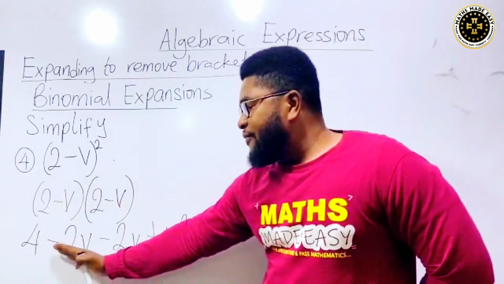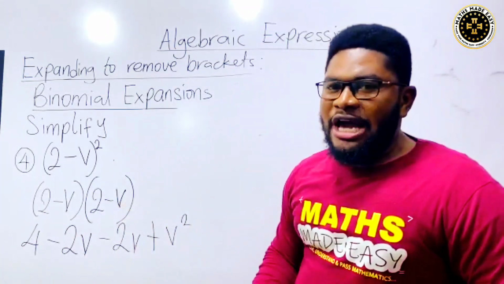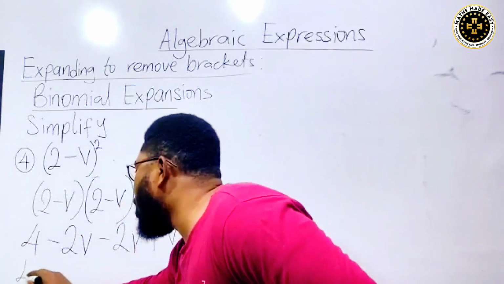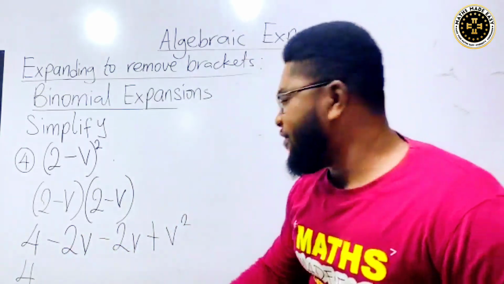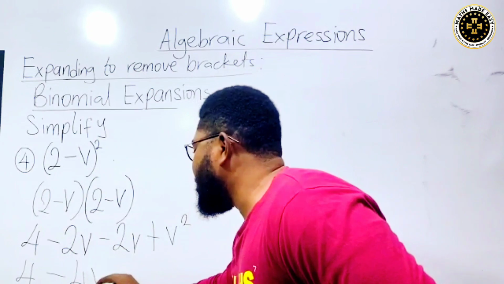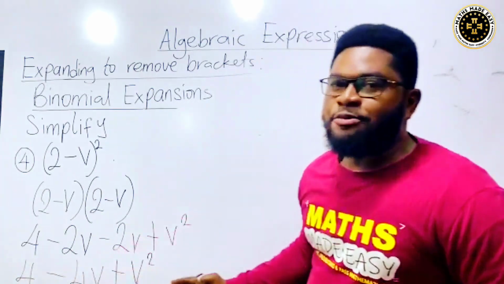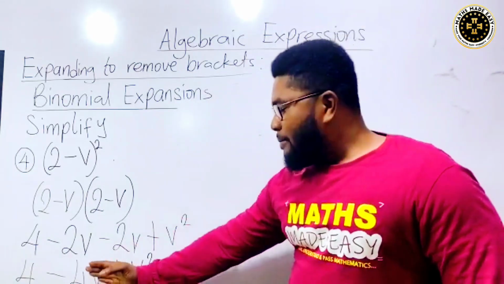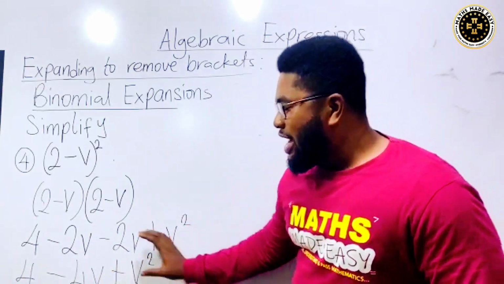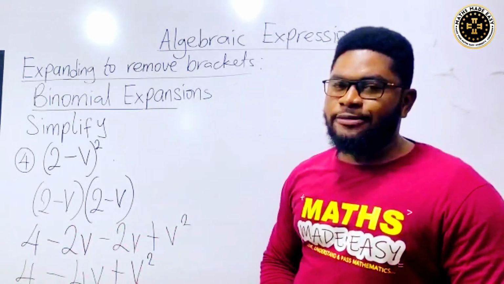Now the minus 2v terms are the like terms. So we'll simplify by grouping them. So minus 2v minus 2v will give us minus 4v. So minus 4v. Then plus v squared. Since the final expression has no like terms, then we'll consider 4 minus 4v plus v squared as our final answer for this particular question.